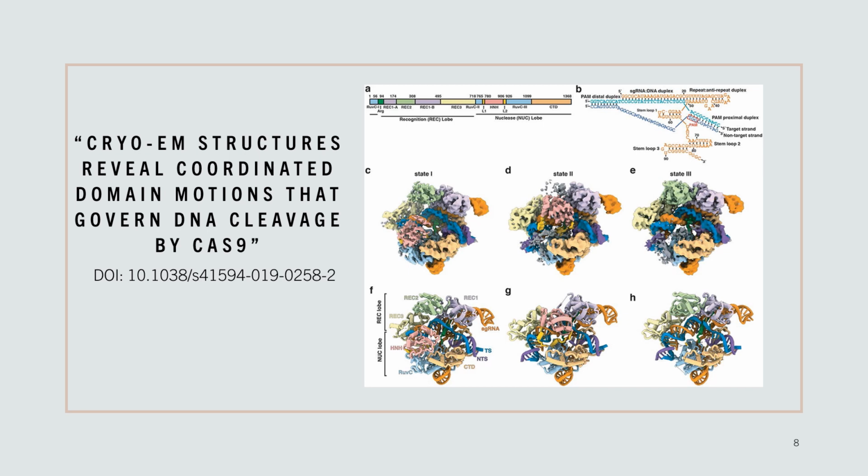This figure is the cryo-EM structures of 3 states of the Cas9 complex. The images in C through E are density maps of Cas9, and the images F through H are the schematic representations of state 1, 2, and 3 of the complex. The protein colors in the 3D images correlate to the protein domain shown in figure B.